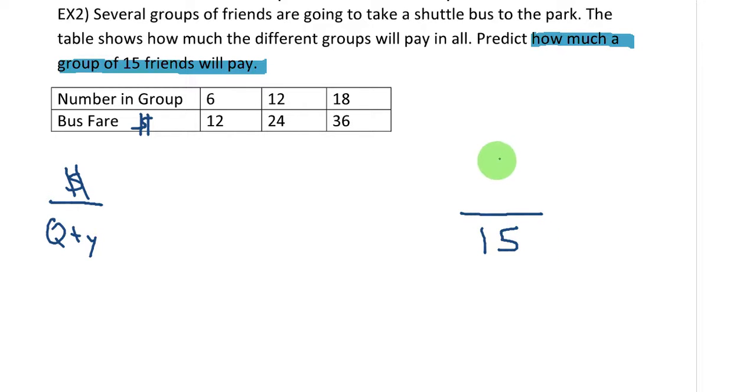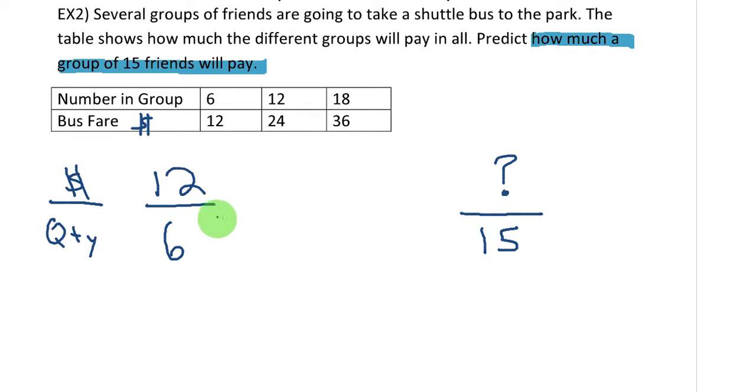I've still got to figure out what number is going to go on top. And I can use any of these ratios in the table to do that. Let's just start with this first one. I'm going to take the price, $12, place it on top, and put a 6 in the bottom, in the denominator, because it's the quantity, the number of people in the group. And I know that 6 does not go into 15, so I cannot create an equivalent ratio here.